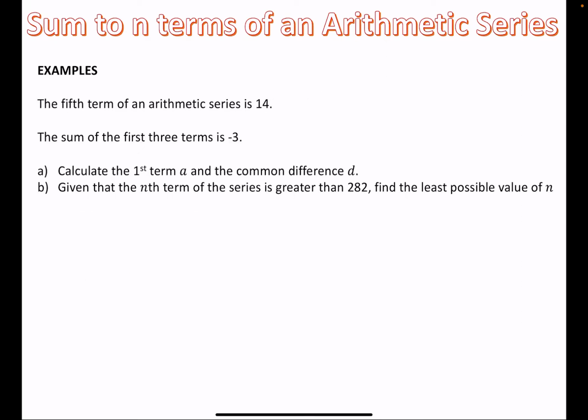Lovely. Right. So this last one is a combination of a bit of everything, so it just depends what you know. We know the fifth term of an arithmetic series. We know it's 14. And we know the sum of the first 3 terms is minus 3.